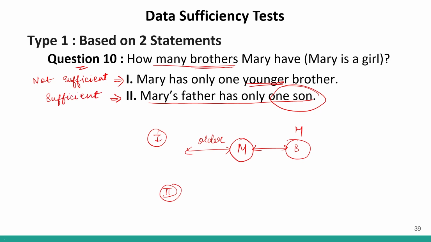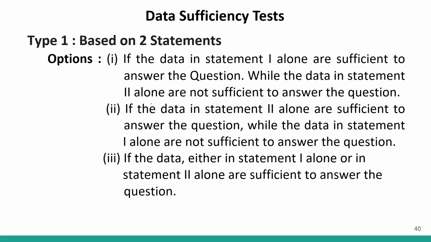So my answer will be that statement 1 is not sufficient, but statement 2 alone is sufficient. So if I look at the options, I can say option number 2 says that statement 2 alone is sufficient, whereas statement 1 alone is not sufficient to answer the question. Clear? So these were the questions based on 2 statements.